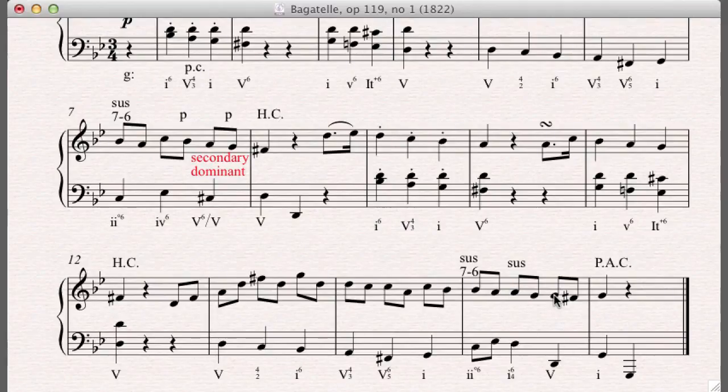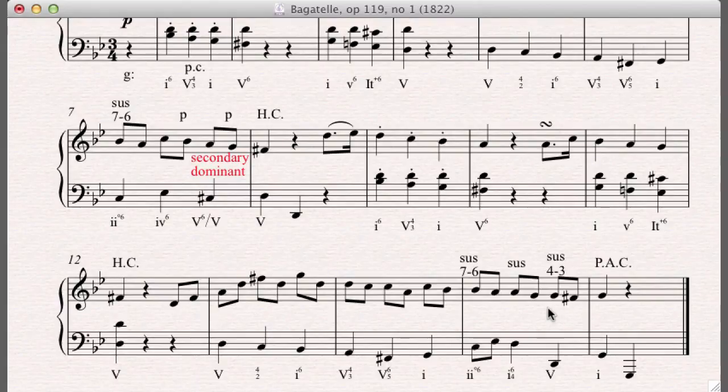And then we've got this carried over, which is a 4/3 suspension. A 4/3 suspension. And then resolving here. This is how I would go about analyzing this.